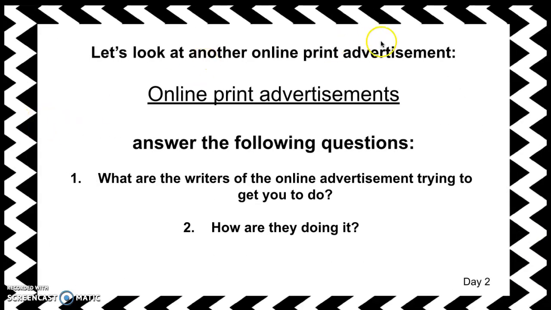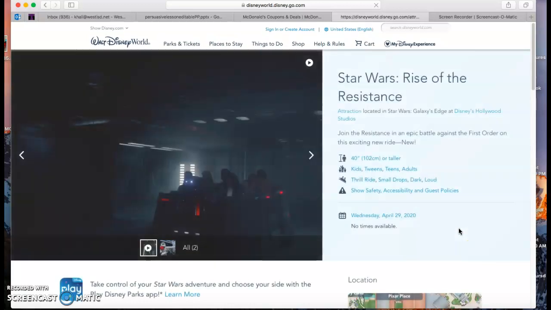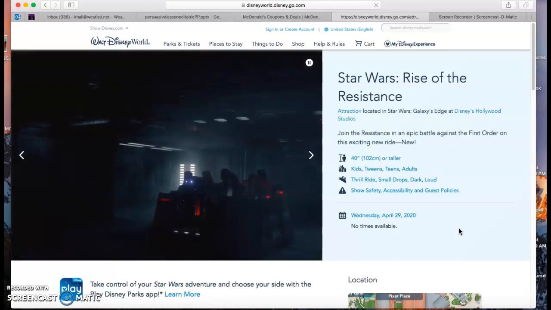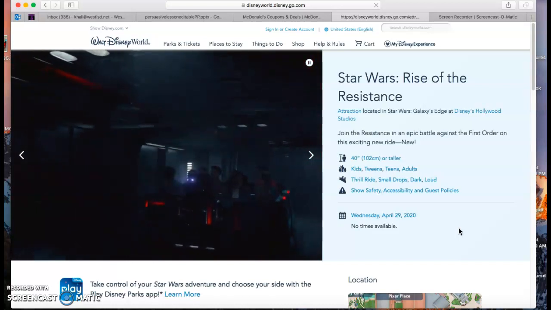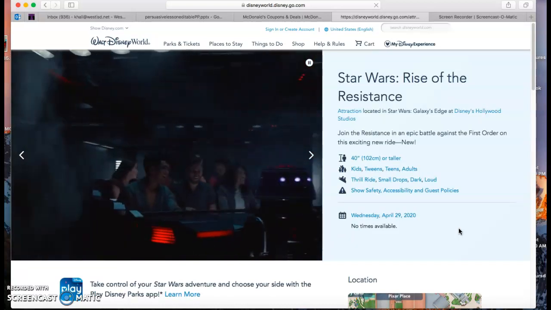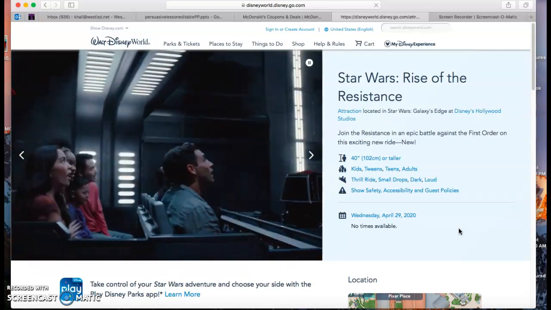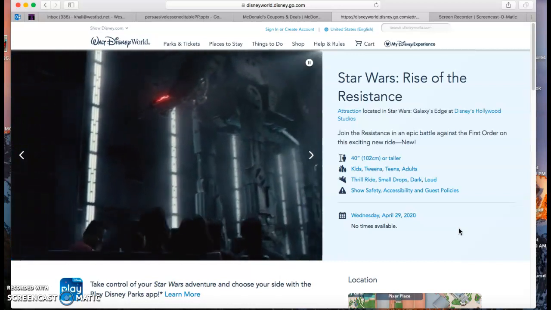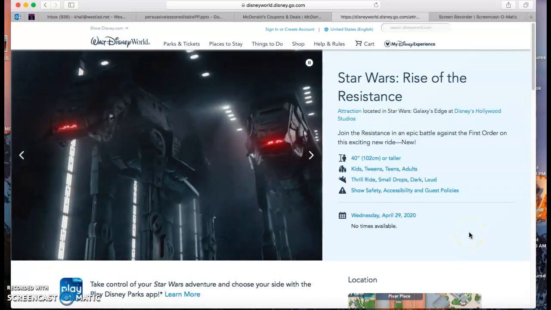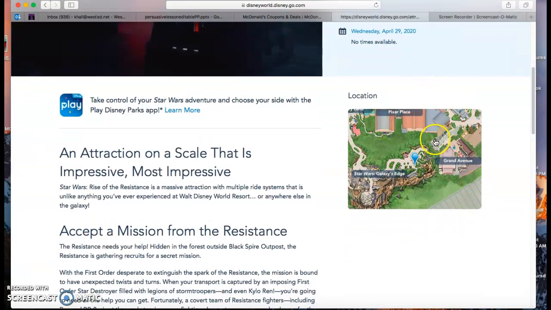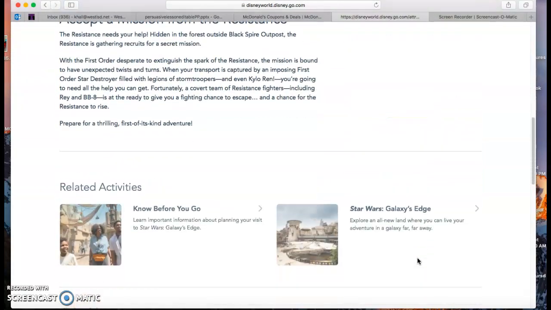Okay, let's look at another online print advertisement and think about the same things. This one's a good one. You're going to like it. All right, Disney World. Their print advertisements also are the same way as McDonald's, in that they're also digital. Here, they're adding some video. They're giving you a sneak peek of some rides. They even have maps that show you where things are.